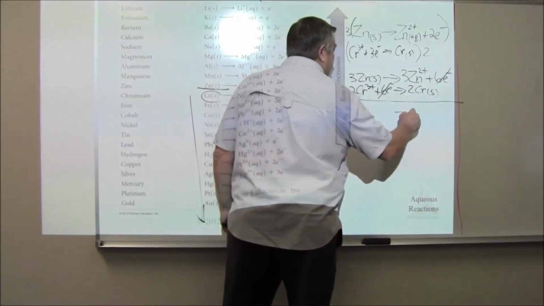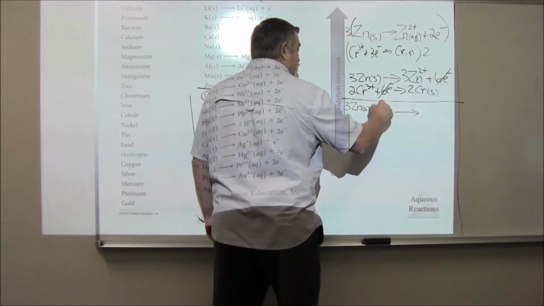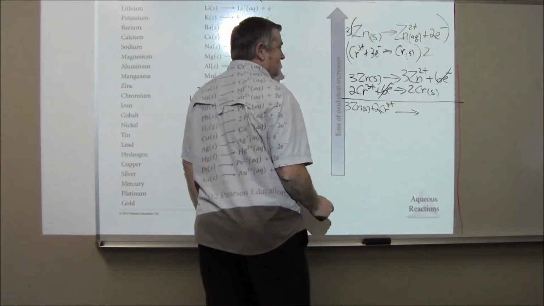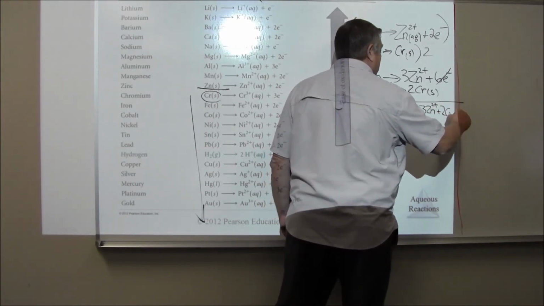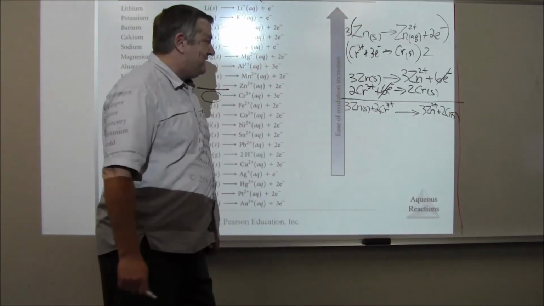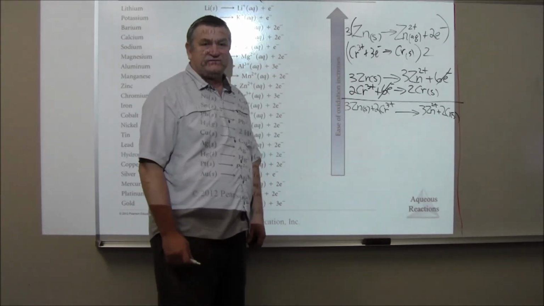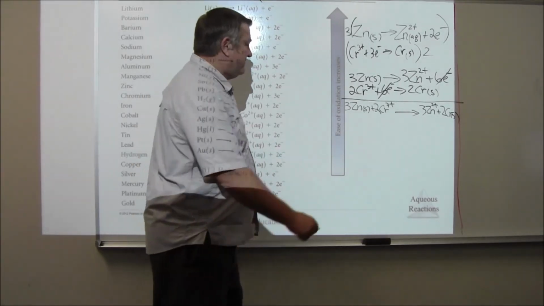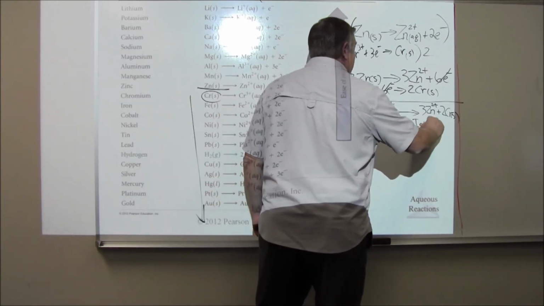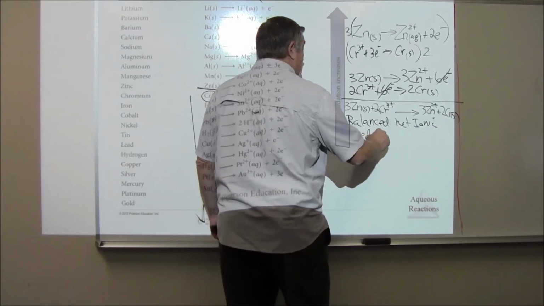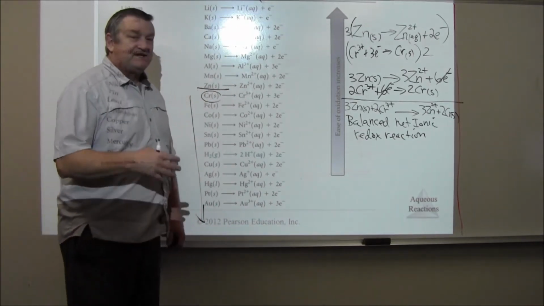And so now we bring all our terms down. Like before, the order doesn't matter. We got 3 zinc solid plus 2 chromium 3 plus goes to 3 zinc 2 plus 2 chromium solid. So there's a redox reaction, and once we balance the electrons lost and gained, the coefficients will work out from our multiplication. There's a balanced net ionic redox reaction. Okay? And so that's the pattern.